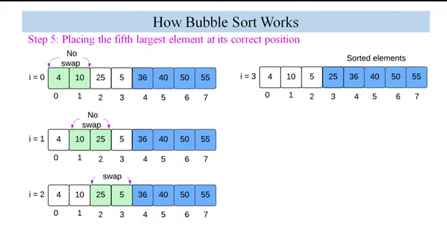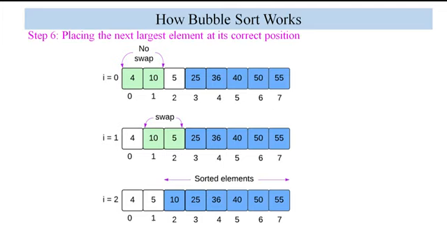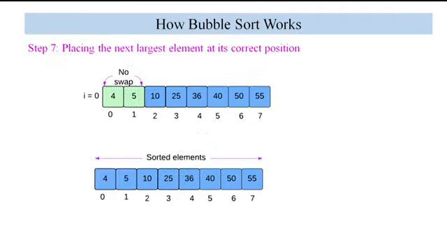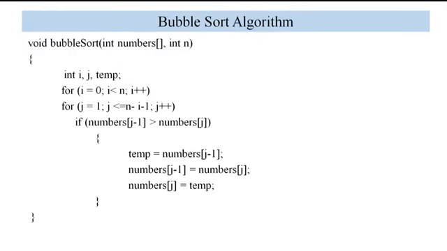So before we discuss the time complexity and space complexity, let me discuss the algorithm, how this bubble sort algorithm works. Here, the bubble sort function is written in the C programming language. The name of the function is bubbleSort, and its return type is void, that is, we are not returning any value. There are two arguments passed in this function.